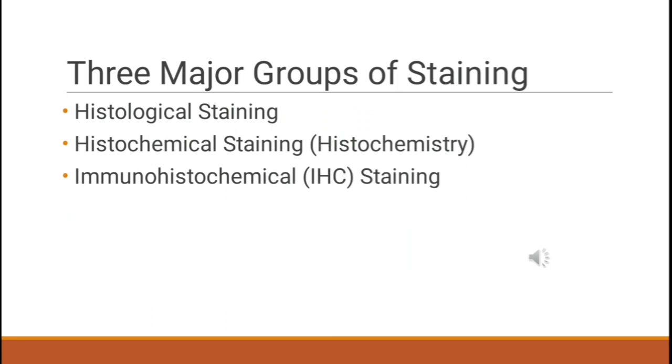Let us proceed to the three major groups of staining: histological staining, histochemical staining or histochemistry, and lastly immunohistochemical staining. In histological staining, tissue directly interacts with the dye. It produces coloration of the active tissue component. It uses microanatomic, bacterial, and specific tissue stains. It establishes relationship of tissues and differentiation of nucleus and cytoplasm.